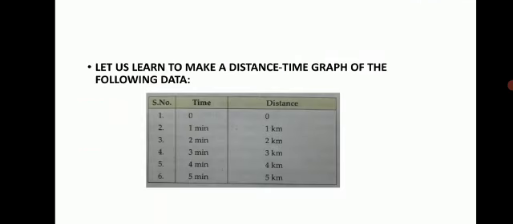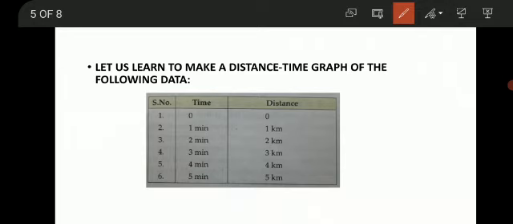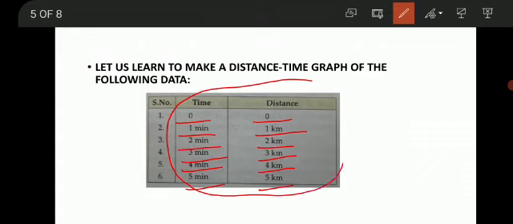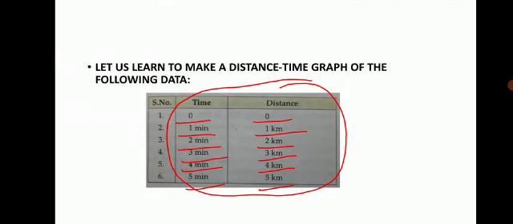Let us learn to make a distance time graph of the following data. This table shows the motion of a car. At 0 minute it covers 0 distance, 1 minute 1 kilometer, 2 minutes 2 kilometers, 3 minutes 3 kilometers, 4 minutes 4 kilometers, and 5 minutes 5 kilometers. Now with the help of this data we have to make a distance time graph.